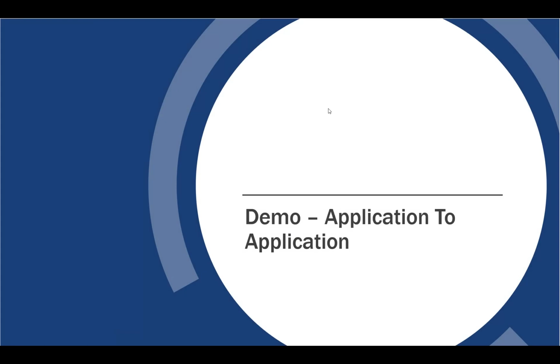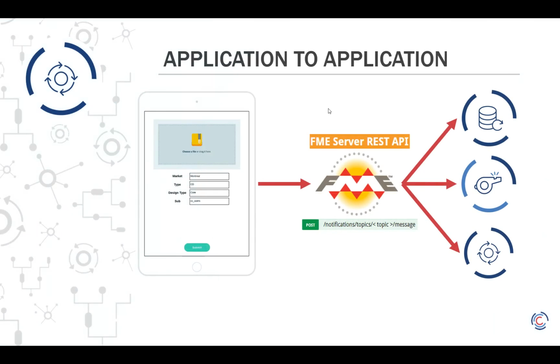demo application to application. Now, unfortunately, this is an application that we've developed on one of our clients' environment. I do not have a working example of that front end application. So what I'm going to do here is I'm going to mimic the interaction between that front end application and how it actually interacts with the FME Server REST API. So think of that front end application as, let's say, like a data upload service where a user can log in, drag and drop a file in that window, define the values in that form, in this case, what the market is, the type, the design type, and so on.